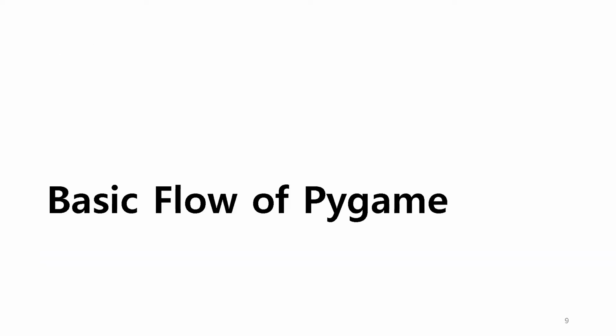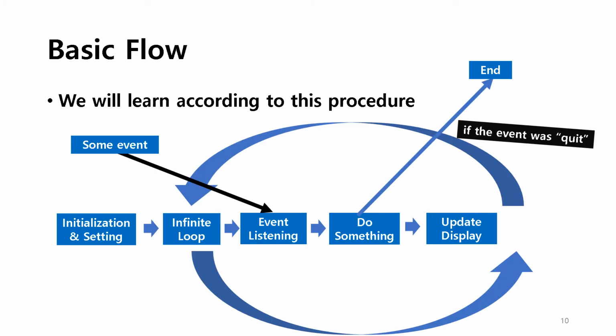Although there are many kinds of games, the flow is similar to each other, so we will learn about this. This is the basic flow of a usual game. First, initialize and set the environment. It is the preparation for providing the game service: login, setting the screen size, and loading some assets such as images or data. These are all for this step.